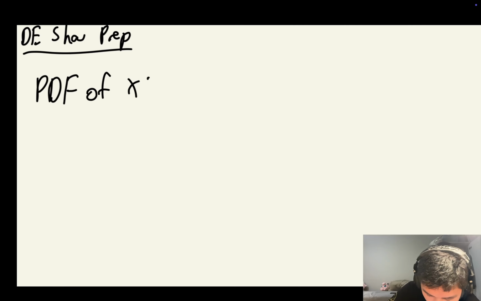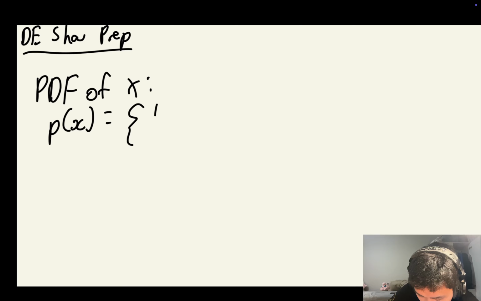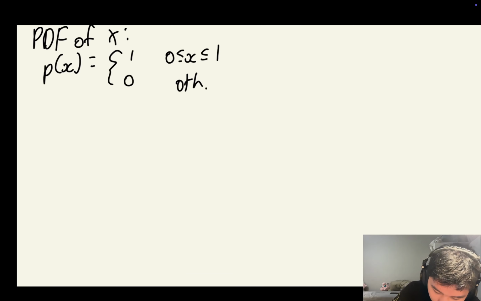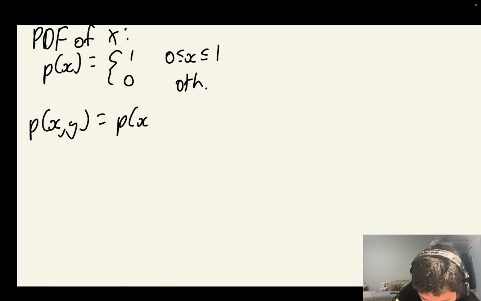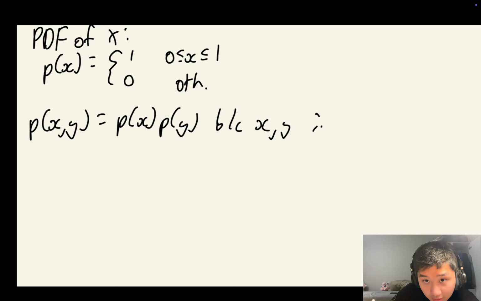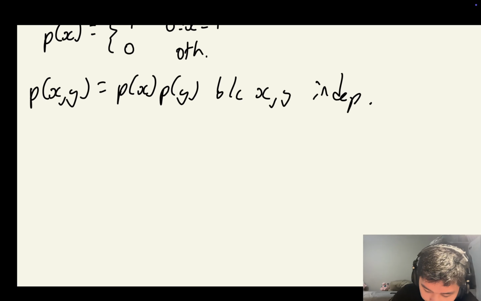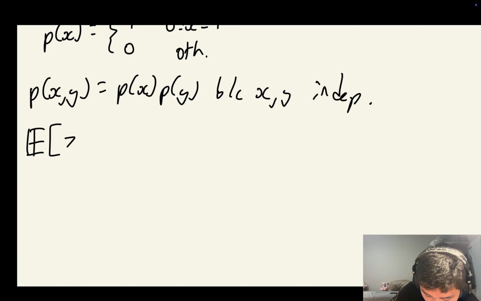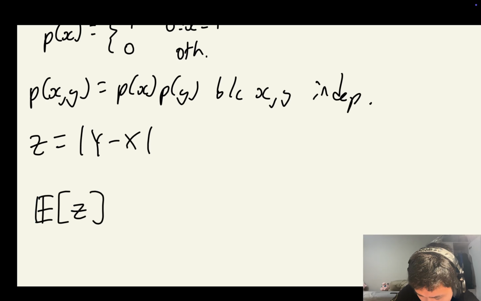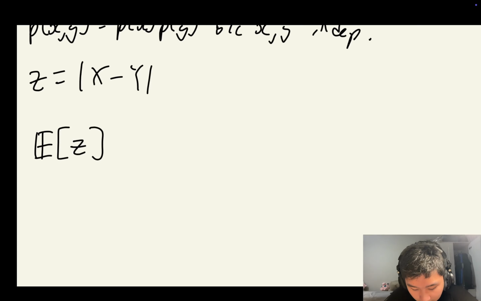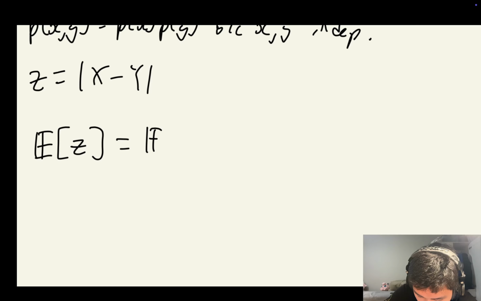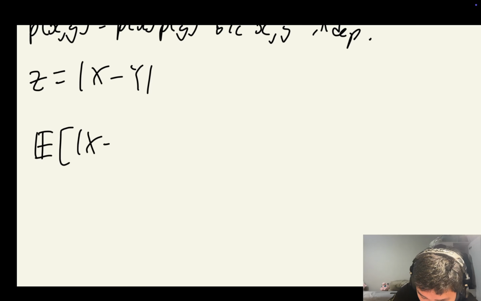PDF of x. The probability of x is just 1 if 0 is less than x less than or equal to 1, otherwise 0. So the probability of x and y is actually just going to be px times py, because x, y are independent. So the expected value of this variable z is just going to be the absolute value of x minus y. Expected value of z is going to be expected value of x minus y.